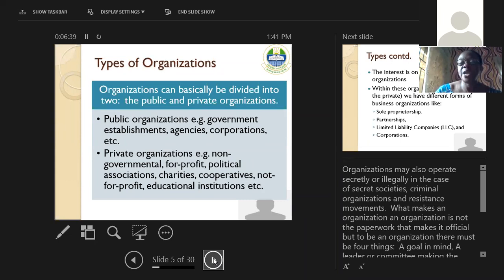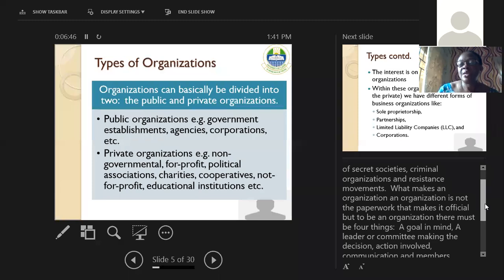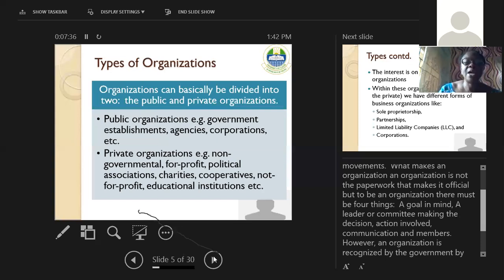Sometimes, people may engage in illegal operations or illicit or secret organizations that are criminally minded and want to work against the laid down rules. Those are not organizations, but we have them because secret societies exist. You have to be recognized by government. That is what makes you truly an organization.